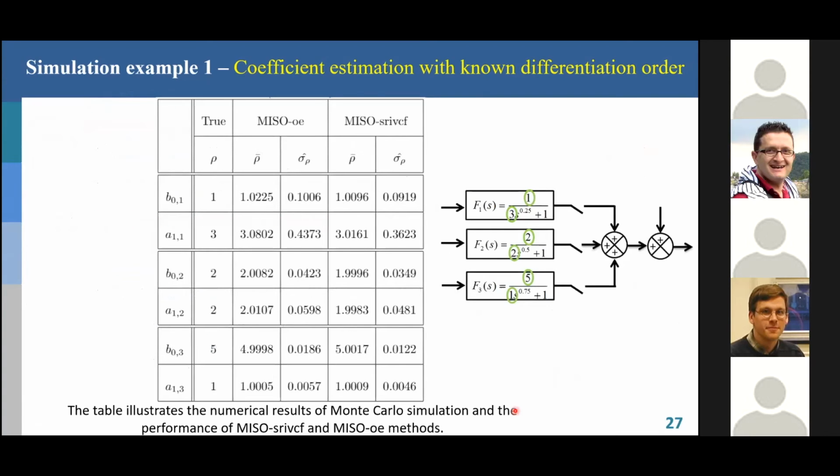Here we can see the table that illustrates the numerical results of the Monte Carlo simulation. We can see that the rho estimated for each coefficient is close to the true parameter with minimum variance.